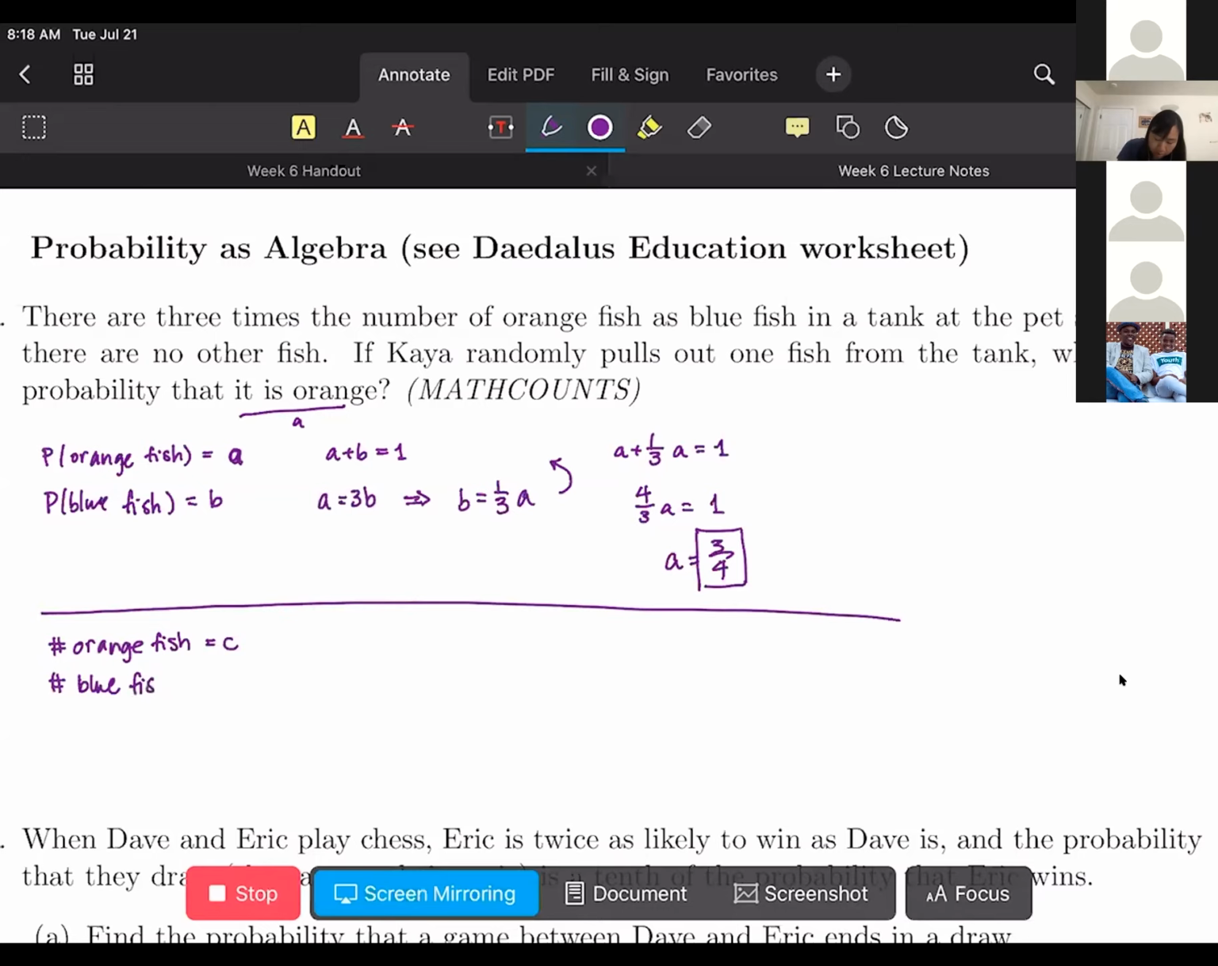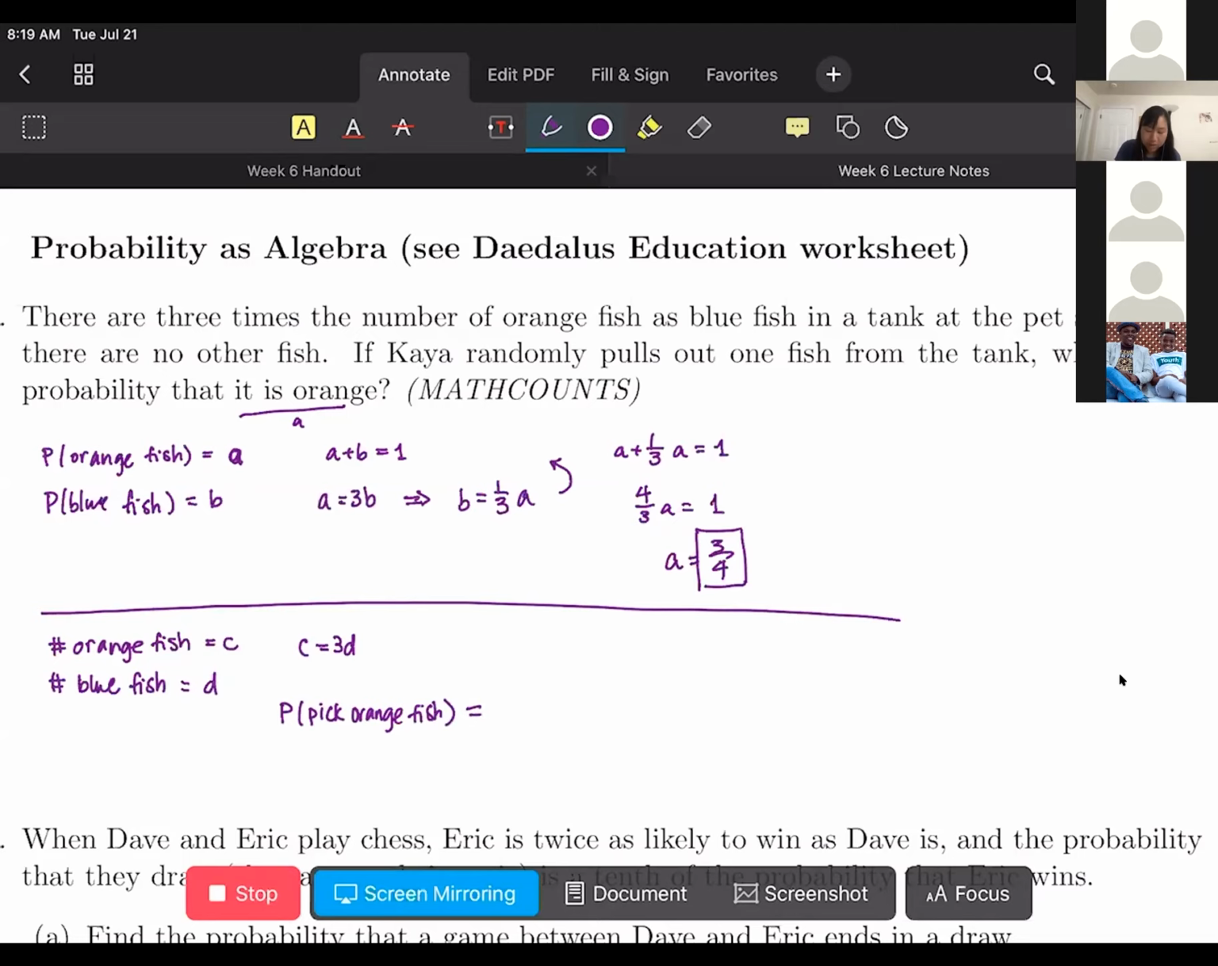Yeah, so here's another way you could do it. Let's say the number of orange fish equals C, and since we're only caring about ratios, you could also say maybe C is 3. And then we know the number of blue fish is 1/3 of that. Or maybe we say it's D. And then we have the relation C equals 3D. And then the probability that we pick an orange fish, we may not actually have to solve any equation.